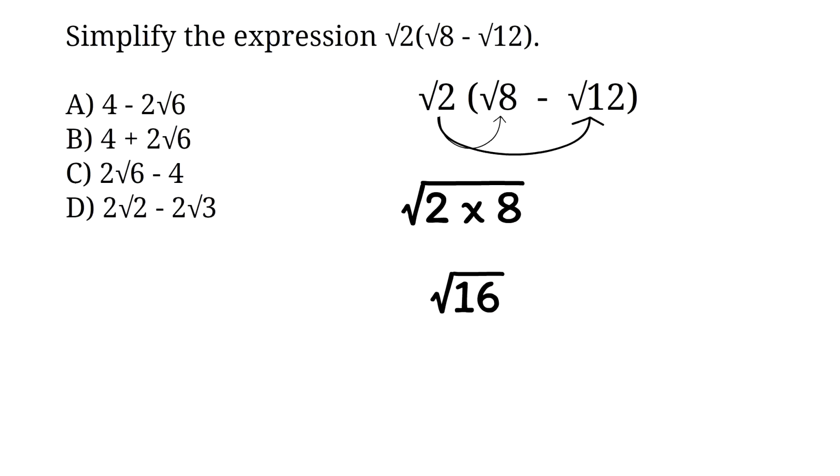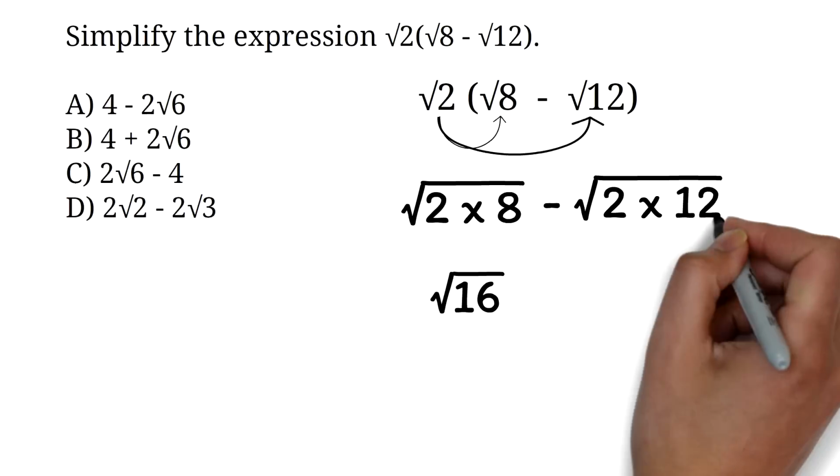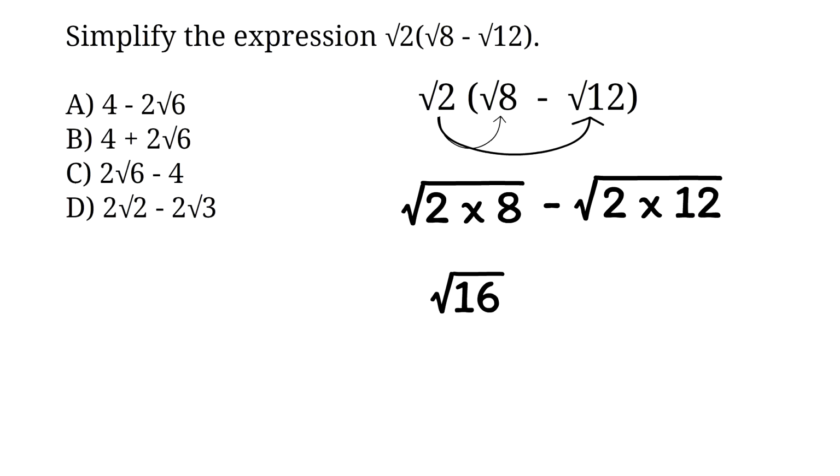Same here. We have root 2 times root 12. 2 times 12 is 24. So we have root 24. Next, we check if we can simplify. To simplify roots or radicals, there are 2 things you are looking at.